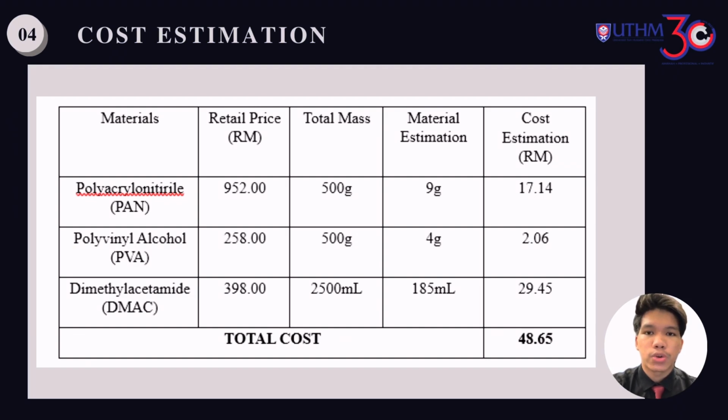This table shows an estimated cost of our research to develop the membrane. As mentioned before, our group used polyvinyl alcohol (PVA), polyacrylonitrile (PAN), and dimethylacetamide (DMAc). The estimated cost for the production of the membrane is around 48 ringgit and 95 cents. This cost is considered a reasonable and minimal budget. In addition, all materials used are chemically stable, environmentally friendly, and non-toxic.